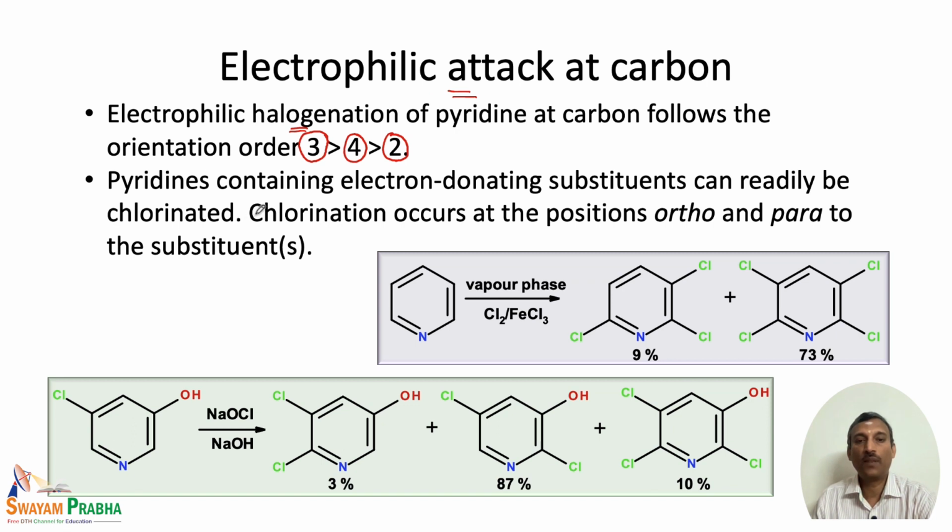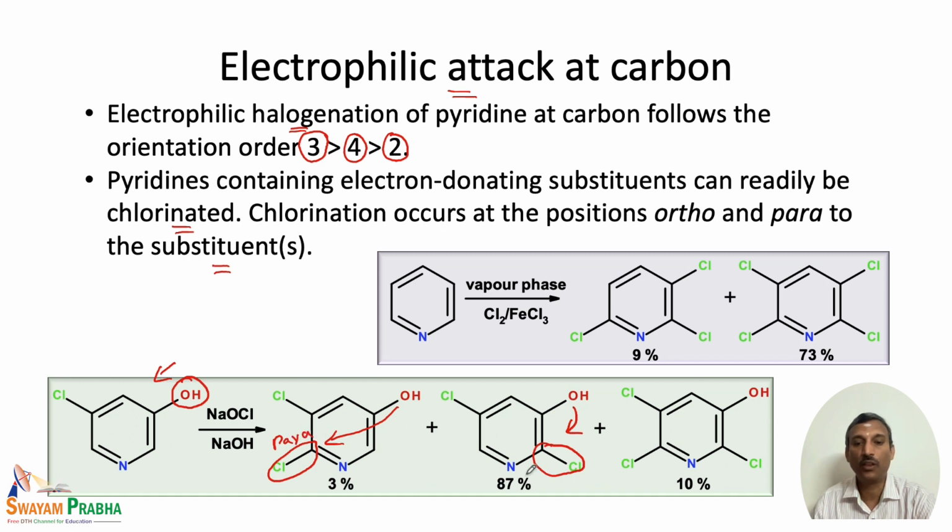And pyridine, if it has electron donating substituents, then the chlorination can happen very readily, and the chlorination occurs at the positions ortho and para to the substituent. This is also possible. We have an electron releasing group, that is hydroxy, present, and when we subject this to the chlorination reaction, this is the para product and this is the ortho product. Ortho to the hydroxy group, para to the hydroxy group. So this is the electron releasing group.